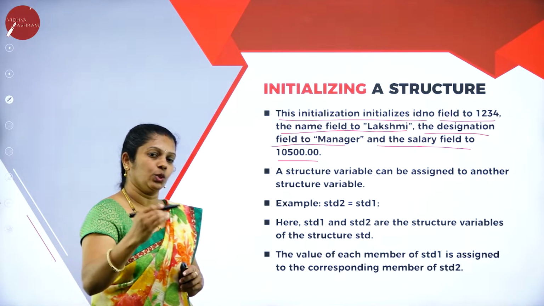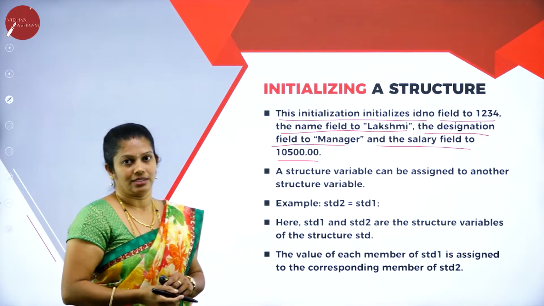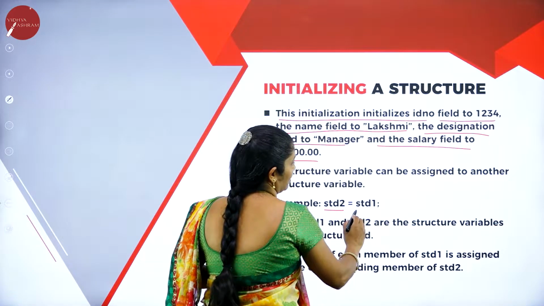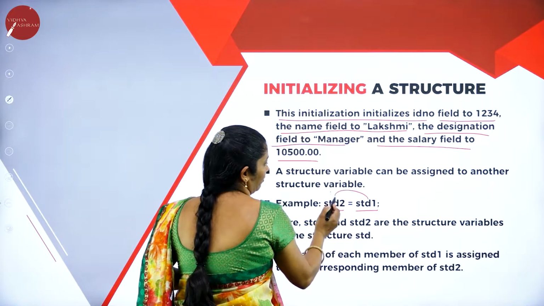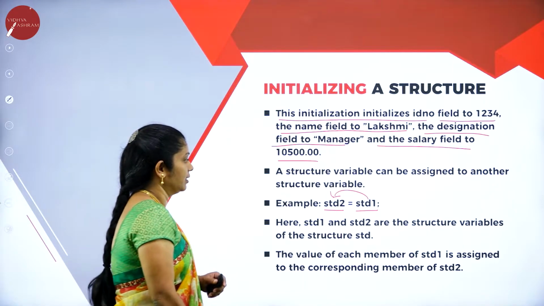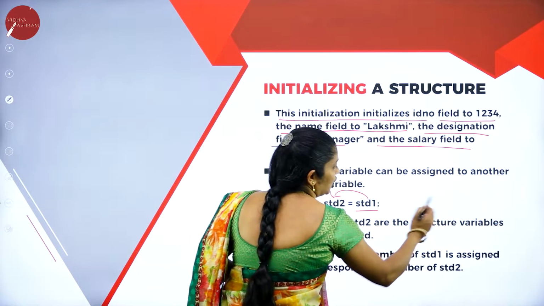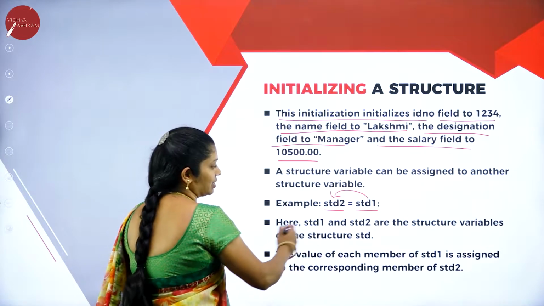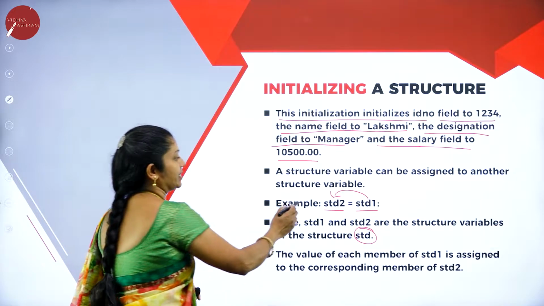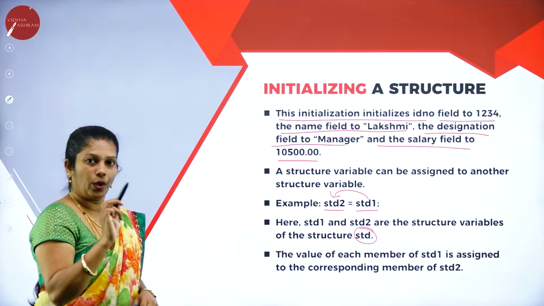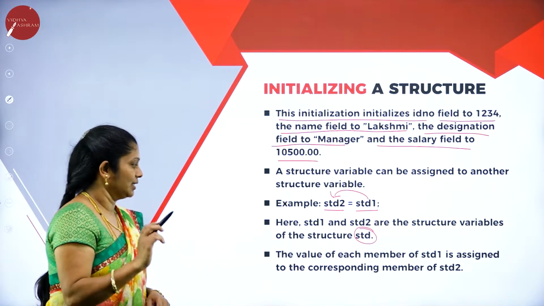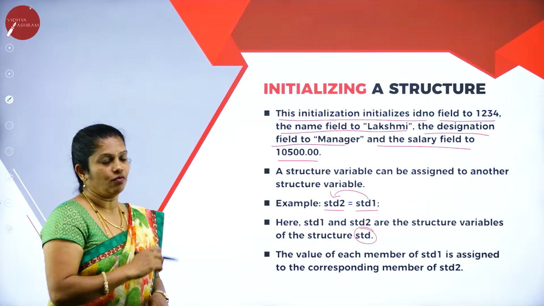A structure variable can be assigned to another structure variable. It means that one structure value we can assign to another structure variable here. For example, std2 equals std1. That means the std1 value can be assigned to std2 here. Here std1 and std2 are the structure variables of the structure std. std is the structure, std1 and std2 are the variables. The value of each member of std1 is assigned to the corresponding member of std2.